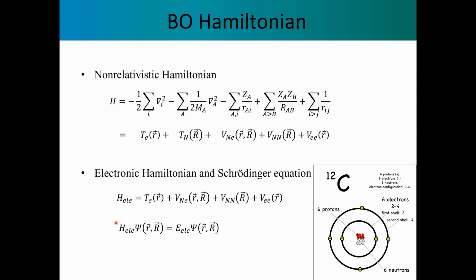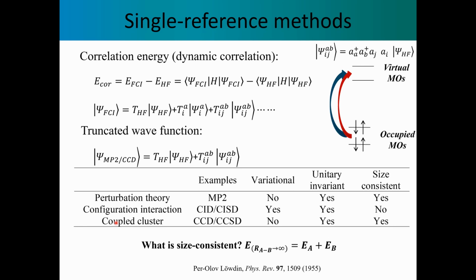In order to solve the electronic Schrodinger equation, people developed various methods, especially single reference methods. A lot of them are called single reference methods because they start from a Hartree-Fock reference. We know the full CI is the exact answer of the Schrodinger equation. However, we couldn't use the full CI method to treat very large systems. Thus, we have to truncate our wave functions. So people developed the so-called perturbation theory, configuration interaction methods, as well as the coupled cluster method.